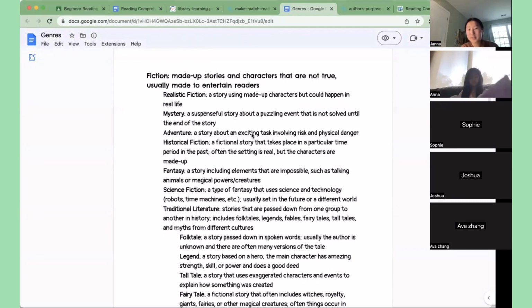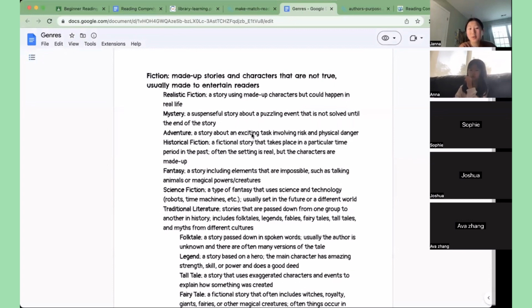Next is mystery. So this is a suspenseful story about a confusing or puzzling event that's not solved until the end of the story. So when I was talking about the basic reading skills, for mysteries, predicting and inferencing is very important because the characters are trying to solve a mystery, but the reader is also kind of part of that, and you can predict and guess what the mystery will be while you're reading, which is really interesting.